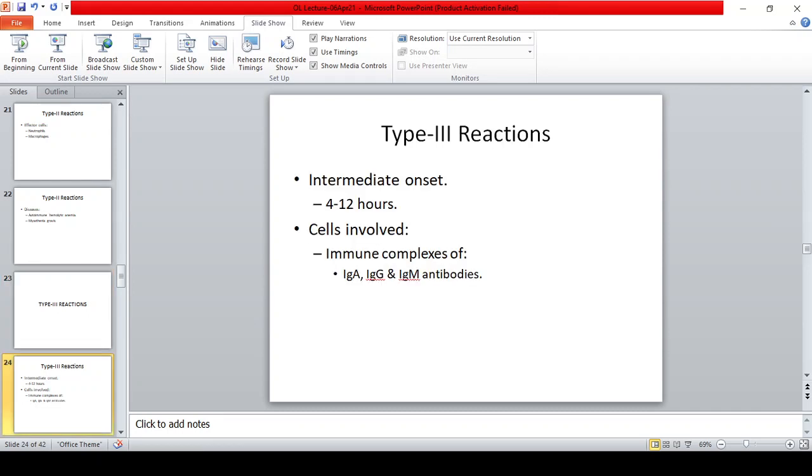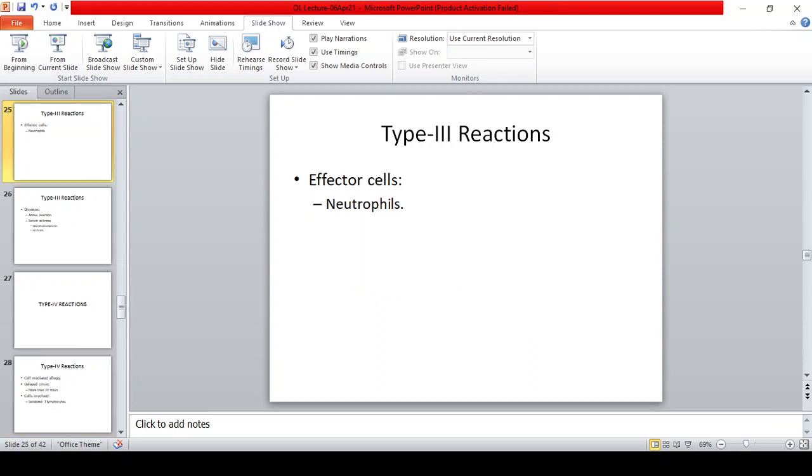Type 3 reactions are also intermediate in onset, taking about 4 to 12 hours. The cells involved are basically the immune complexes. Yes, the immune complexes of the IgA, IgG, and IgM antibodies with the antigens. Now, type 3 reactions involve the neutrophils as the effector cells.